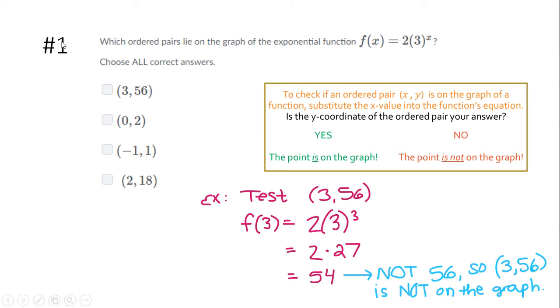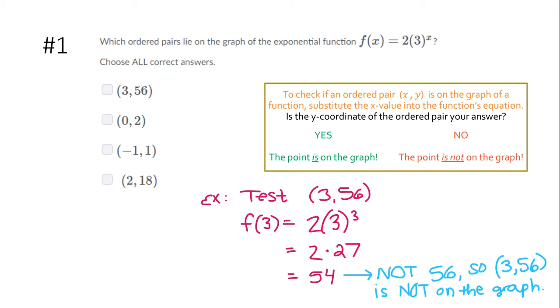Then next I would test 0. I'd plug in 0 where x is, and I'd see if my answer is 2. If it is, I would check that one off. And then I have to keep testing because it says to choose all correct answers. So test -1: plug in -1 for x and see if you get 1 for an answer. Then plug in 2 for x and see if you get 18 as an answer. Pick your answer choices that give you a yes to this final step.